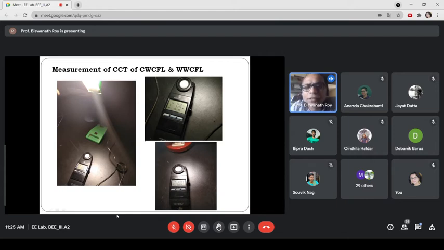So the CCT of this lamp is written as 2700, as written on the cover. Here it is 5000 something. I don't know the exact declared CCT of this lamp. It is measured as 5000 something.